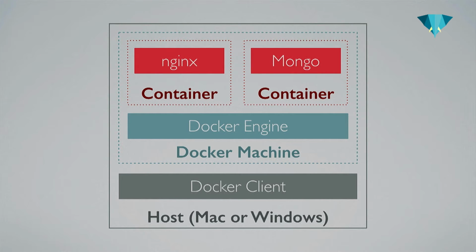Because on Mac and Windows you need a virtual machine, the runtime performance is not a lot better than when using Vagrant. However, at least creating, starting, and stopping containers is much faster than starting and stopping virtual machines.